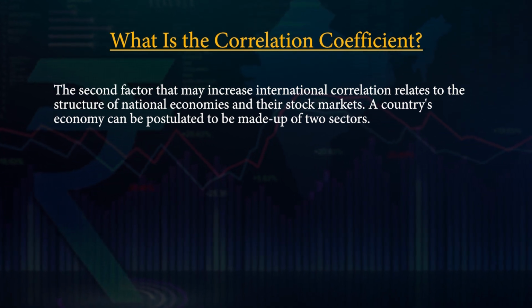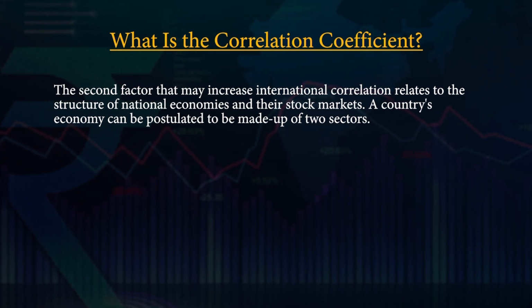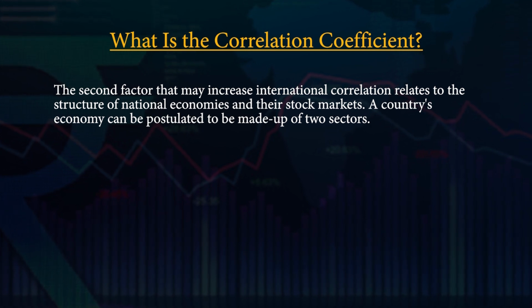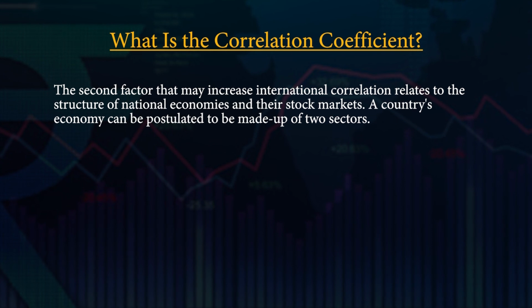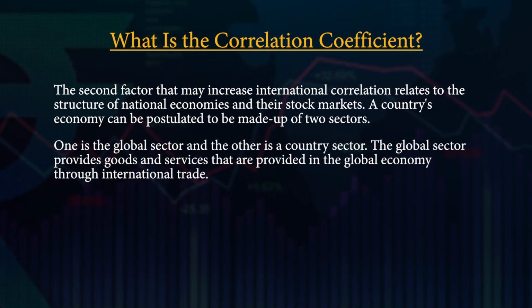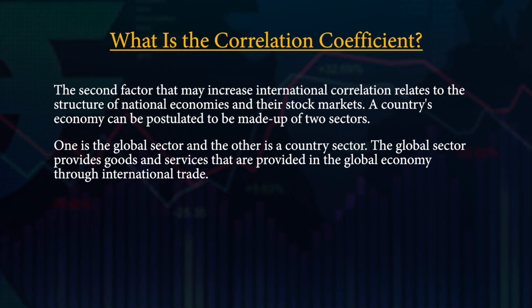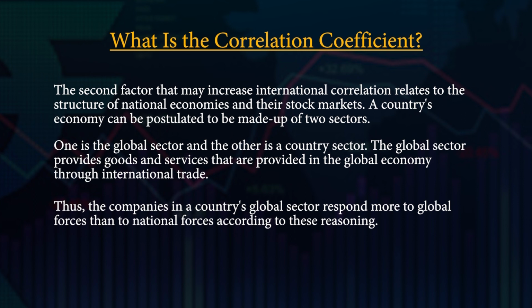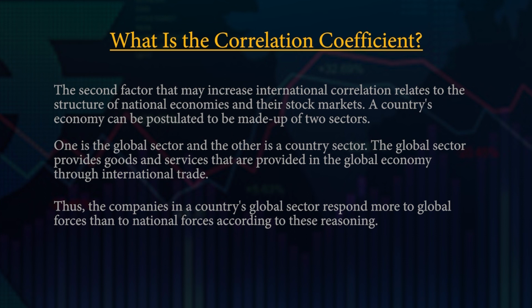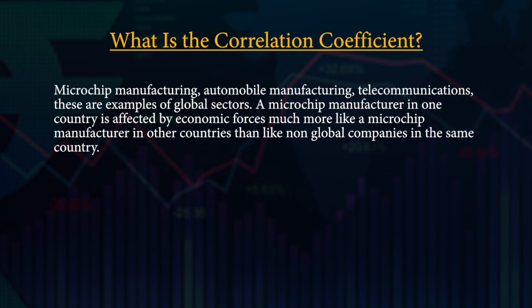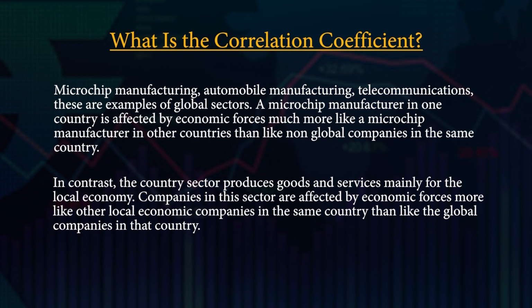The second factor that may increase international correlation relates to the structure of national economies and their stock markets. A country's economy can be postulated to be made up of two sectors. One is the global sector and the other is a country sector. The global sector provides goods and services that are provided in the global economy through international trade. Thus, the companies in a country's global sector respond more to global forces than to national forces, according to this reasoning. Microchip manufacturing, automobile manufacturing, telecommunications, these are examples of global sectors. A microchip manufacturer in one country is affected by economic forces much more like a microchip manufacturer in other countries than like non-global companies in the same country.